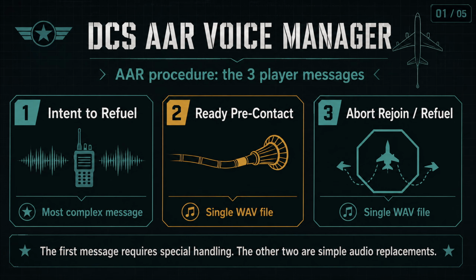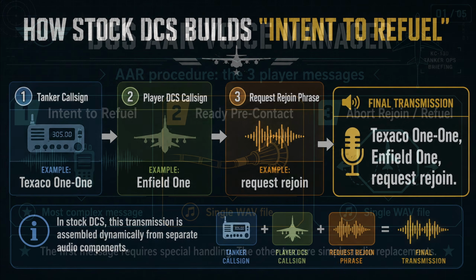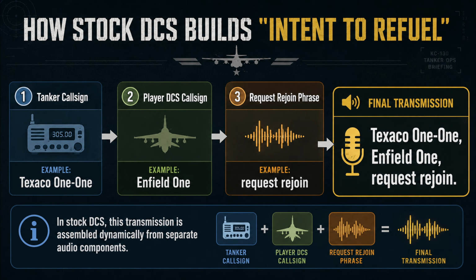Intent to refuel is more complicated instead, because DCS does not normally play it as a single recording. The native speech system builds the transmission dynamically from several separate audio components, putting them together to create a complete call such as Texaco 11, Enfield 1, request to rejoin.